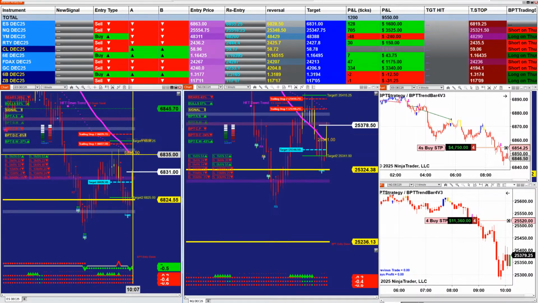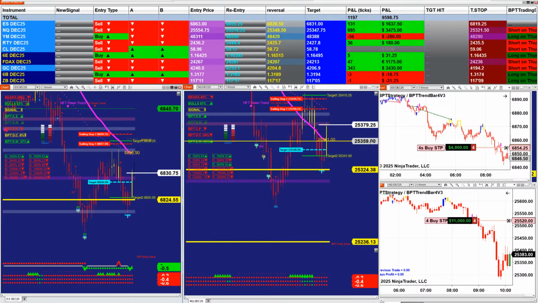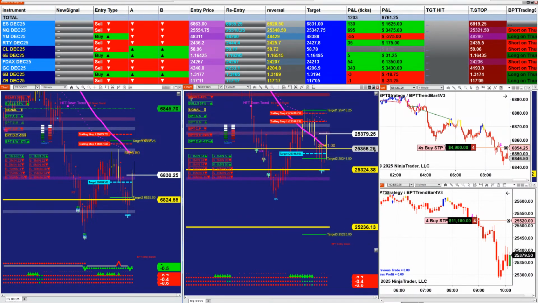Now the ES is coming to this as a re-entry. The Nasdaq, there are no more trades on the Nasdaq at this moment. The re-entry on the ES is 6,835, and at this moment the Nasdaq is off the trade. There is no trade at this moment on the Nasdaq. Not now.